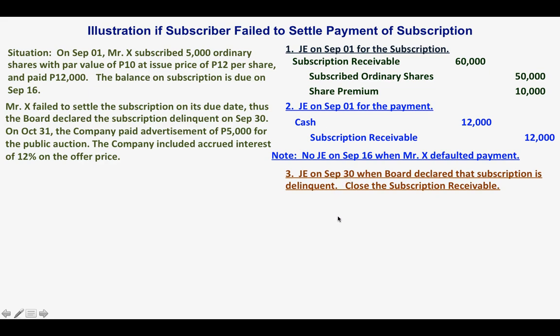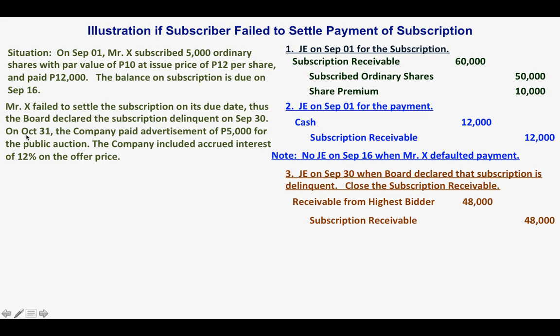To close that, we will use the account receivable from highest bidder, because we are going to put this in public auction. Whoever wins, we have a receivable from that person, and credit the balance of the subscription receivable. Okay, class? So take note, at the time the board declared that the subscription is delinquent, we have to make sure we close the subscription receivable.